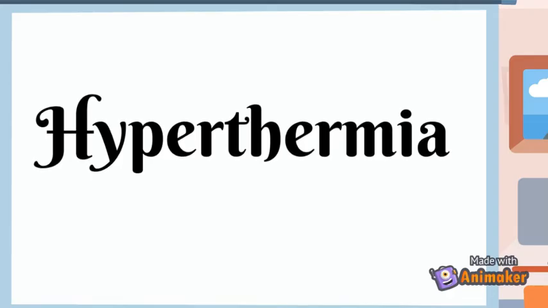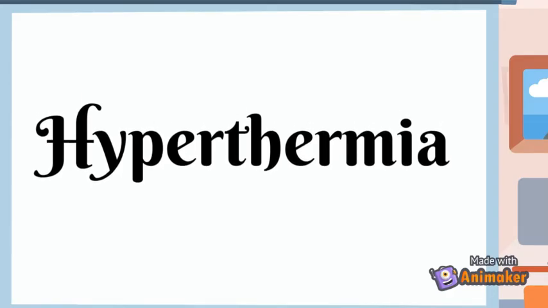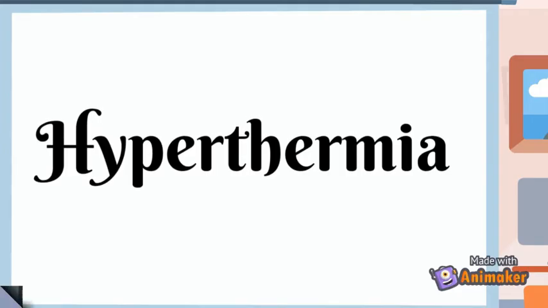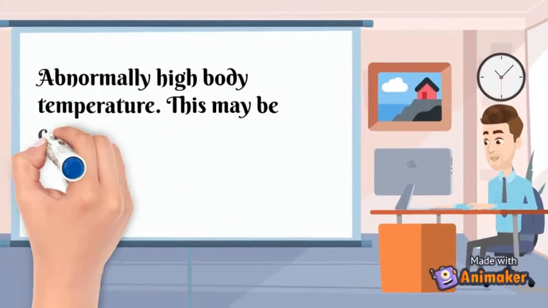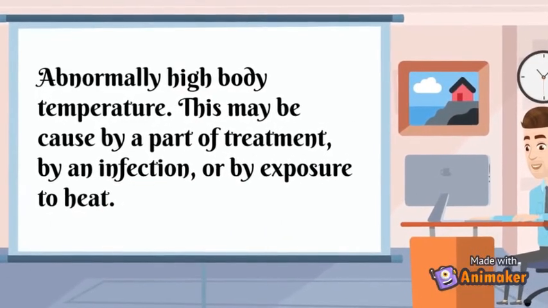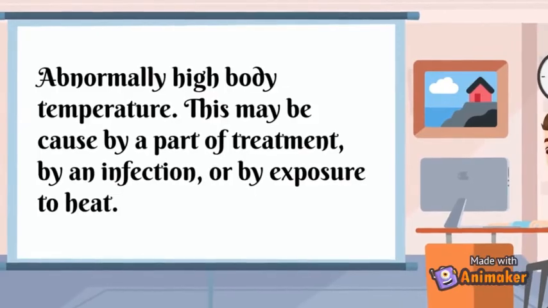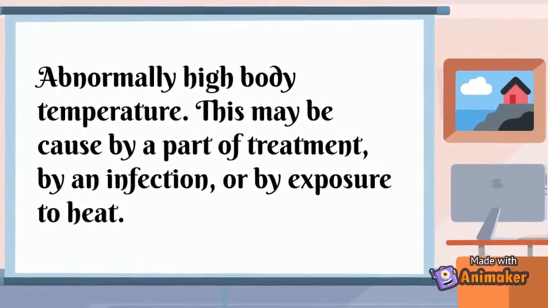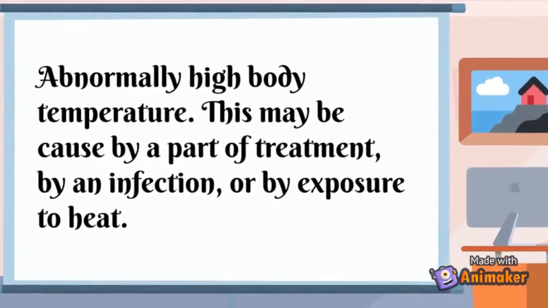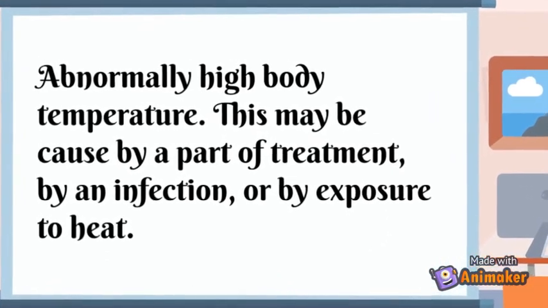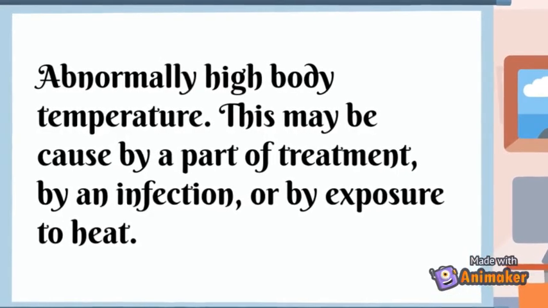What is the meaning of hyperthermia? Hyperthermia means abnormally high body temperature. This may be caused by a part of treatment, by an infection, or by exposure to heat. This is also an alarming rise in body temperature, which is an effect of exercising in a very humid environment. It sets the stage for heat stress and even heat stroke, the potentially fatal collapse of the temperature-regulating mechanism.